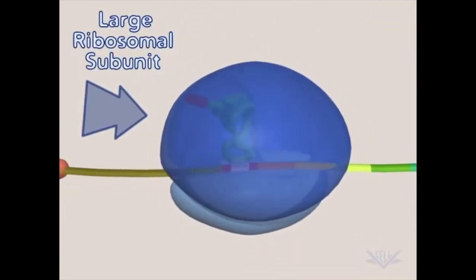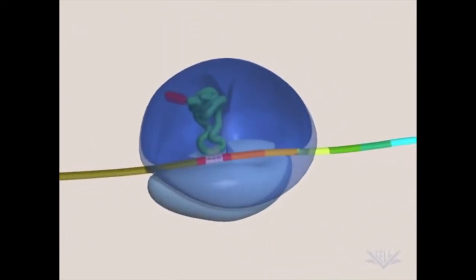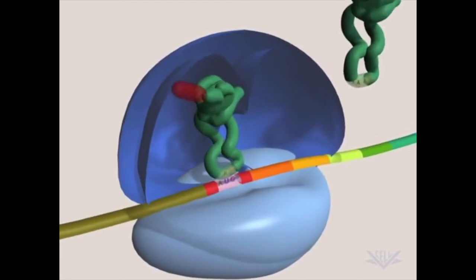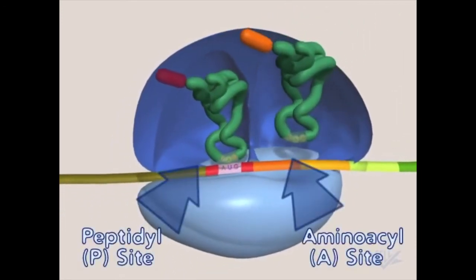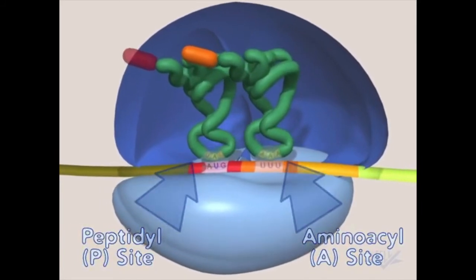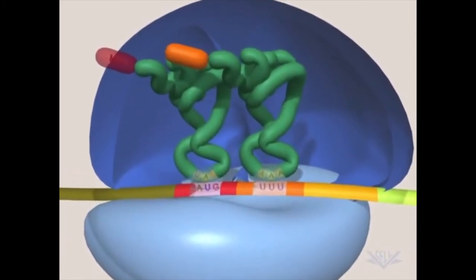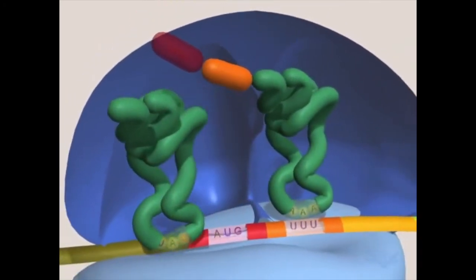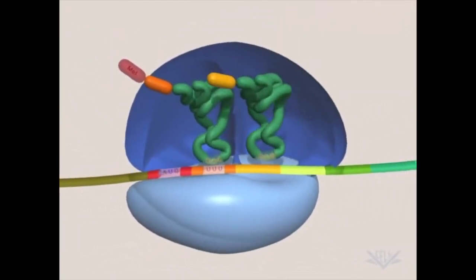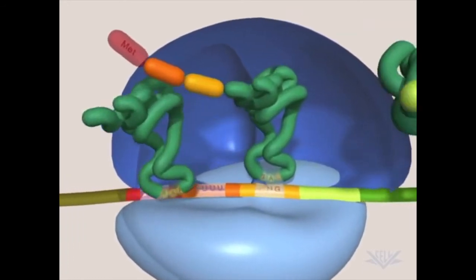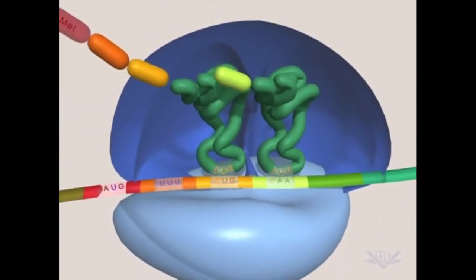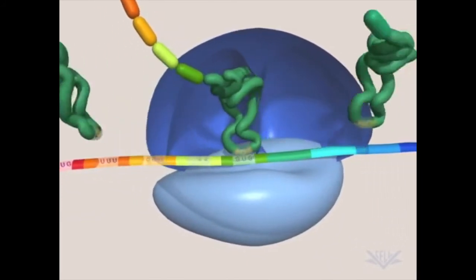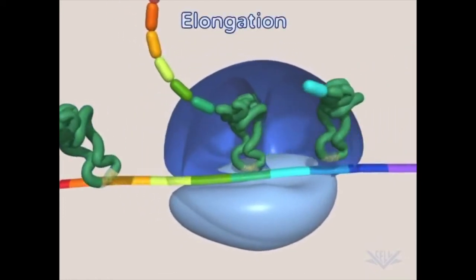The large subunit of the ribosome now binds to create the peptidyl, or P site, and the amino acyl, or A site. The first tRNA occupies the P site. The second tRNA enters the A site and is complementary to the second mRNA codon. The methionine is then transferred to the A site amino acid, the first tRNA exits, the ribosome moves along the mRNA, and the next tRNA enters. These are the basic steps of elongation.